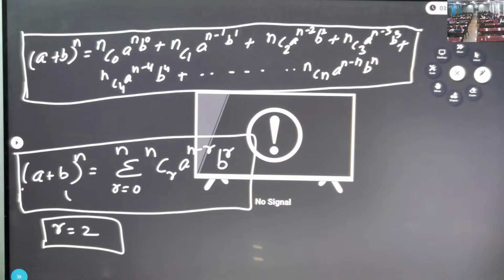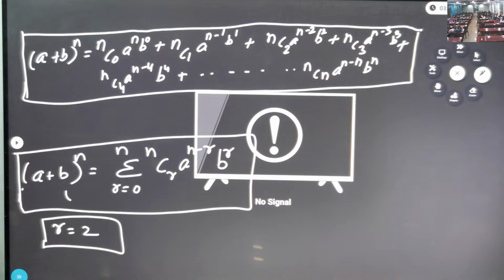Question clear? The r value is given, what is your term value? Is it going to be 4, or 5, or 2, or 3? When r is equal to 2, your term will be 3. When r is equal to 3, your term will be 4. That you have understood, right?